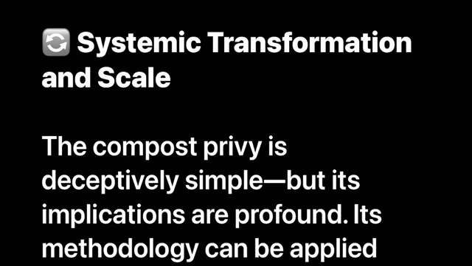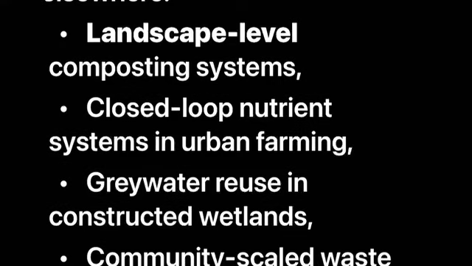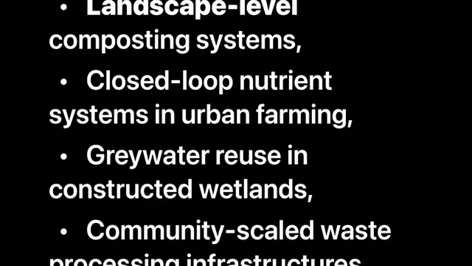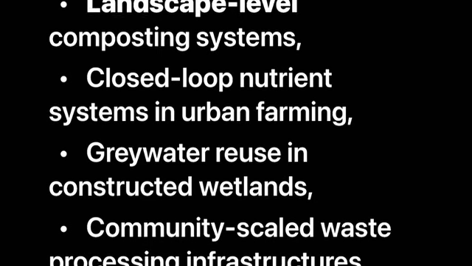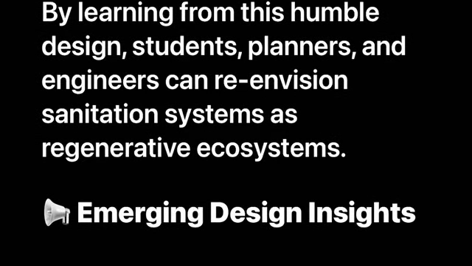Systemic transformation and scale. The compost privy is deceptively simple, but its implications are profound. Its methodology can be applied elsewhere: landscape-level composting systems, closed-loop nutrient systems in urban farming, gray water reuse in constructed wetlands, community-scaled waste processing infrastructures. By learning from this humble design, students, planners, and engineers can re-envision sanitation systems as regenerative ecosystems.